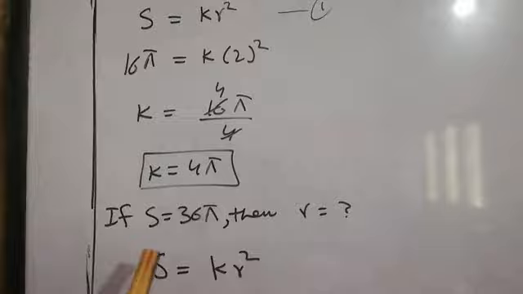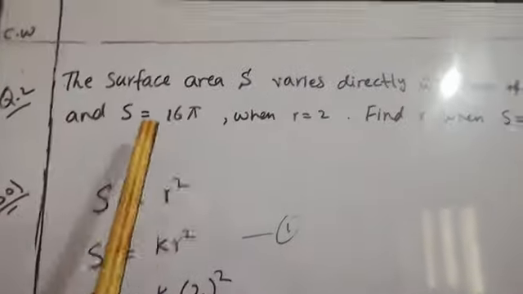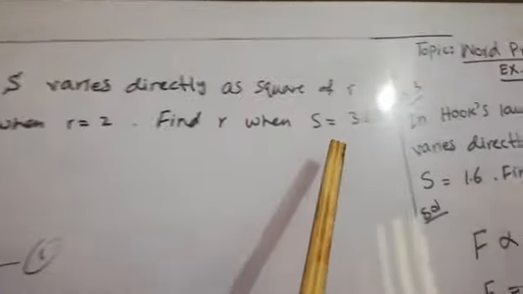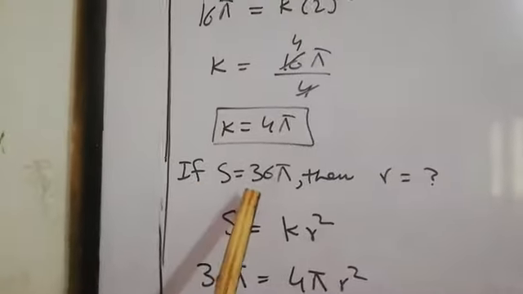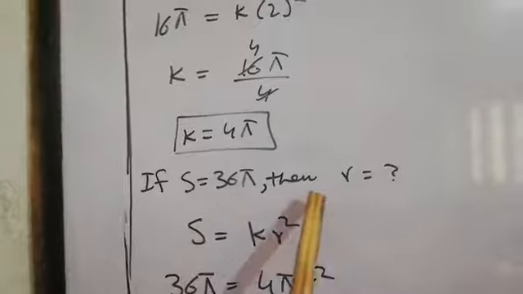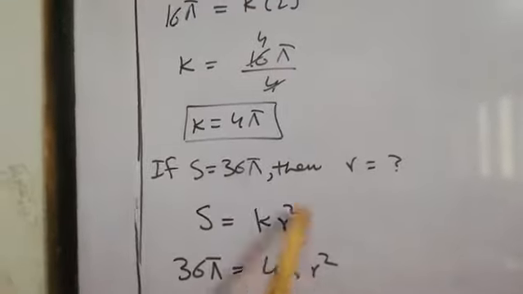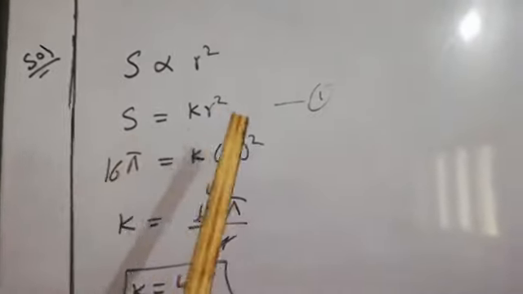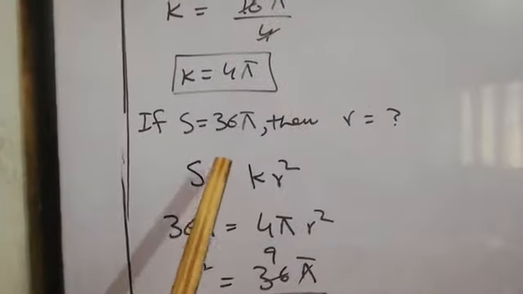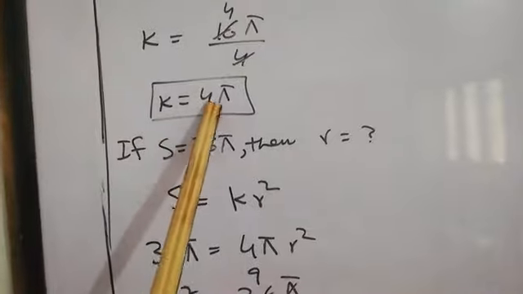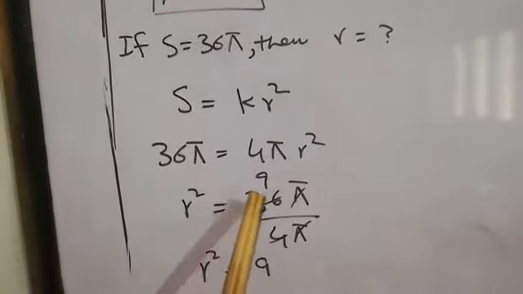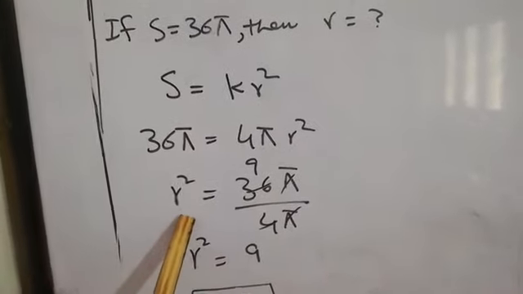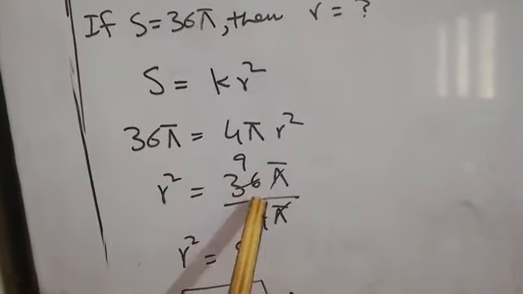Now we will go for the change. If S varies from 16 pi to 36 pi, then what is the value of R? So put the value of S equal to 36 pi and find R. We will write equation number 1 again: S is equal to K R square, and then put the new value of S, which is 36 pi. Value of K is equal to 4 pi, so 36 pi equals 4 pi R square. We will divide 36 pi by 4 pi and get R square is equal to 36 pi by 4 pi.